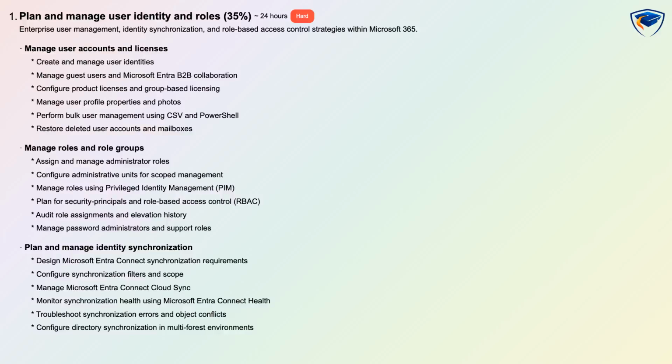In the Plan and Manage User Identity and Roles domain, you will learn how to manage user accounts and licenses. This includes creating and managing user identities, managing guest users, configuring product licenses, and managing user profile properties. You will also learn about managing roles and role groups, including assigning and managing administrator roles, configuring administrative units, and managing roles using privileged identity management.